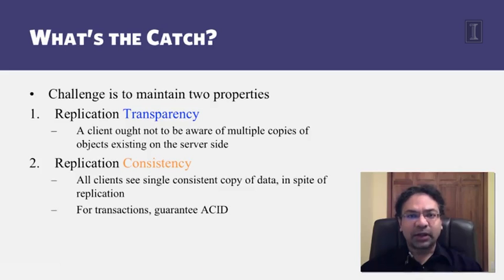So what's the catch? All this seems great, right? I mean, replication seems to give a lot of benefits. So what is the hard part? Well, the hard part is to guarantee two properties: replication transparency and replication consistency.